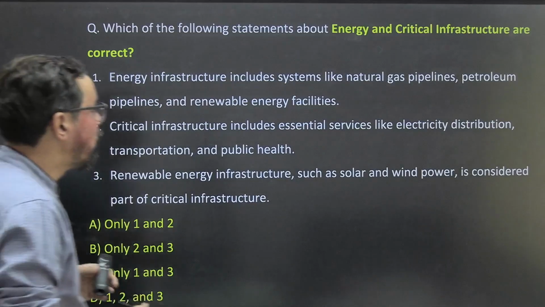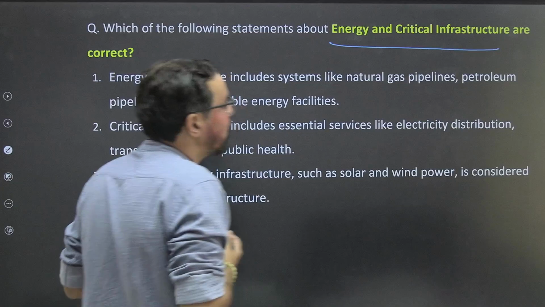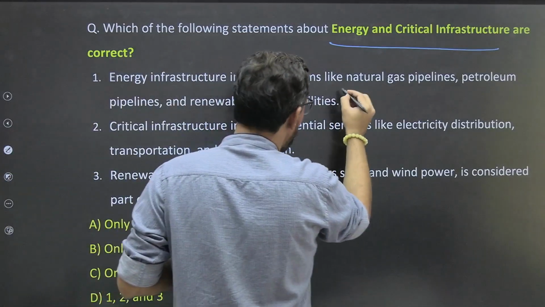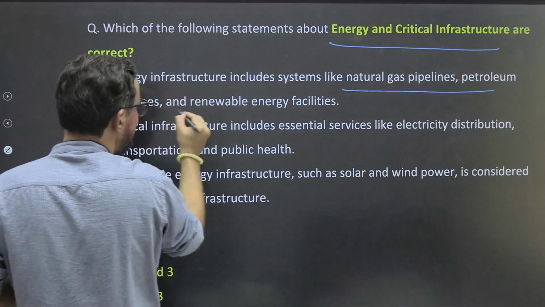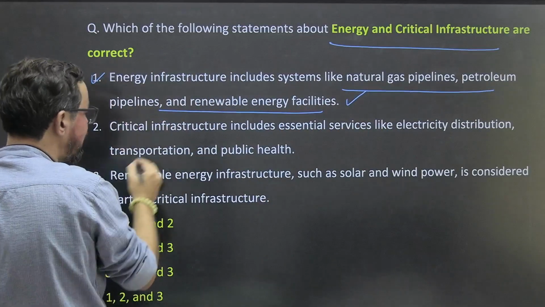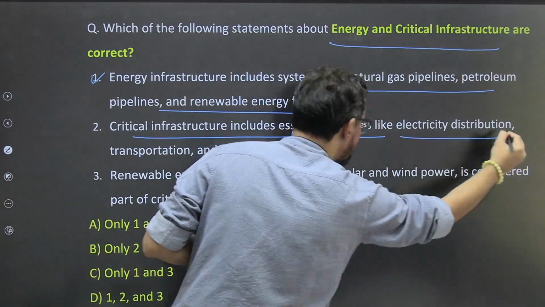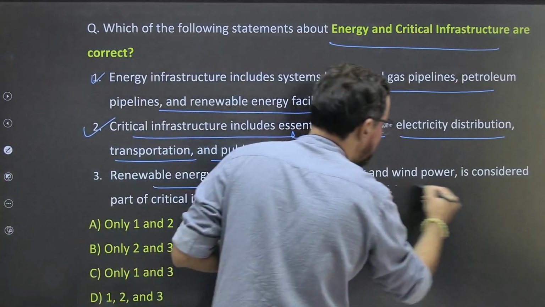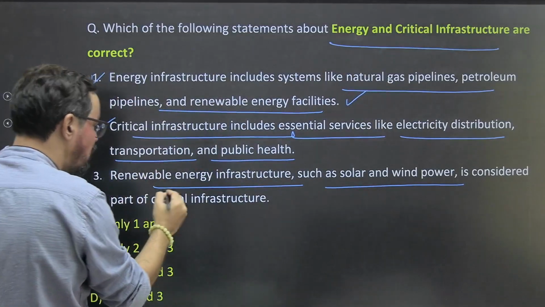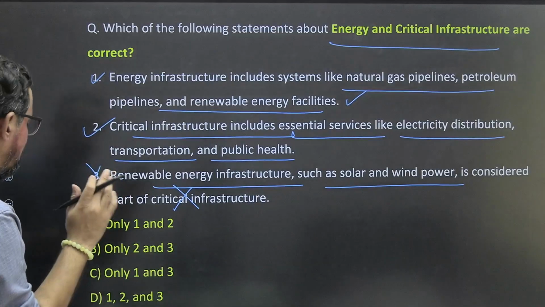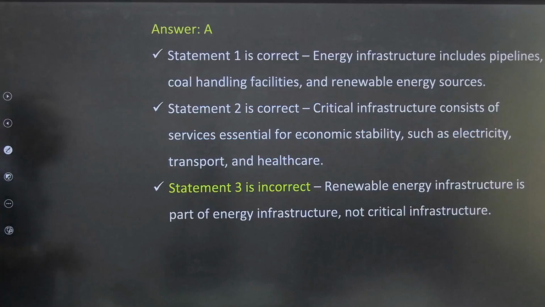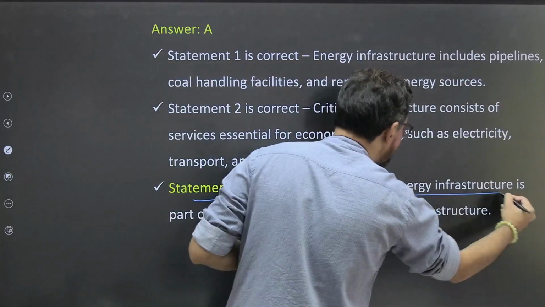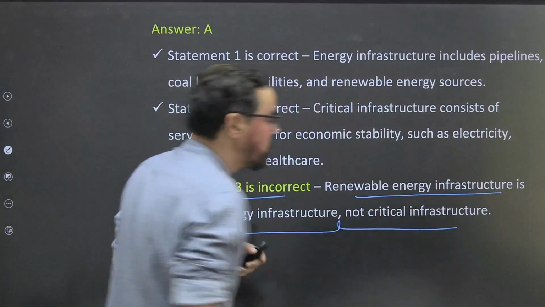Next one: which of the following statements about energy and critical infrastructure are correct? Energy infrastructure includes systems like natural gas pipelines, petroleum pipelines, and renewable energy facilities, 100% true. Critical infrastructure includes essential services like electricity distribution, transportation, and public health, again true. Renewable energy infrastructure such as solar and wind power is considered energy infrastructure, not critical infrastructure. This is wrong. We have to find the correct ones, that means 1 and 2, so option A is the right answer. Statement 3 was incorrect: renewable energy infrastructure is part of energy infrastructure, not critical infrastructure.